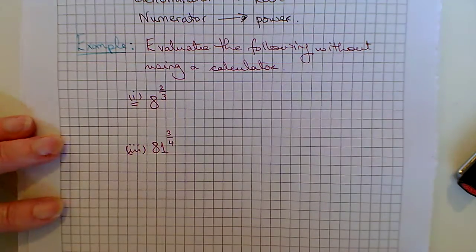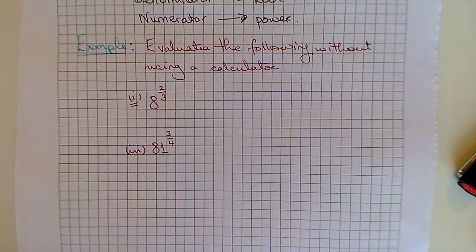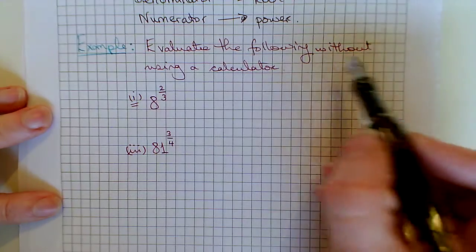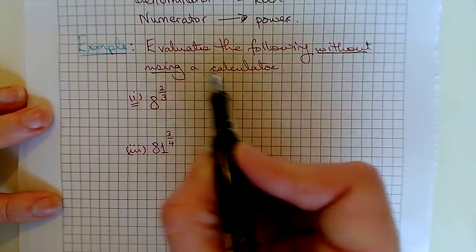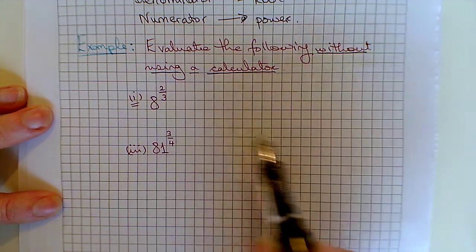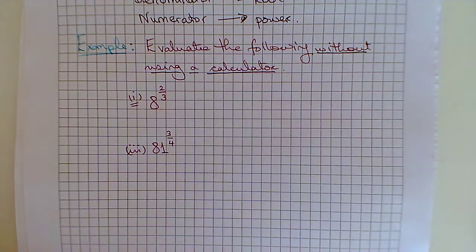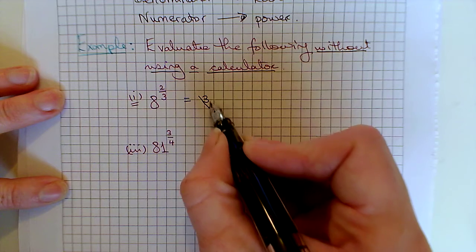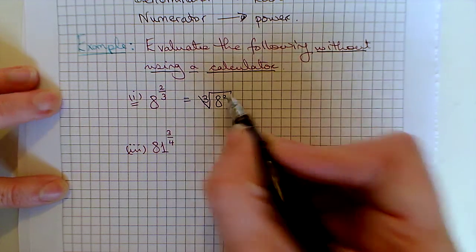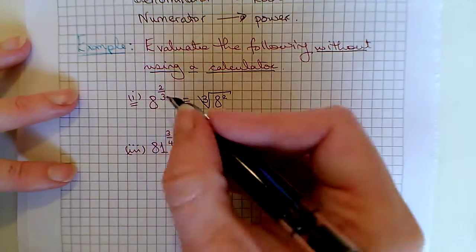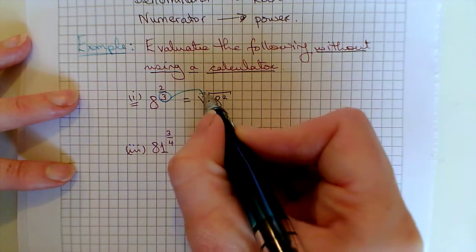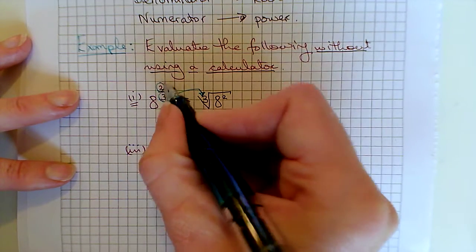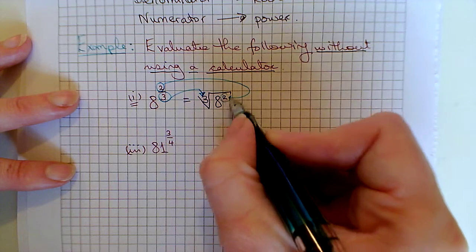Okay, now, of course we can type these into our calculator and we will get the right answer, but how do we do it without using a calculator? This is one of the cases where they'd expect to see the steps of your work using the law, and you wouldn't get full marks for just writing down the answer. So what they want to see is that this is the cube root of 8 squared. So we can see the bottom number here becomes the root, and the top number here stayed as the power.